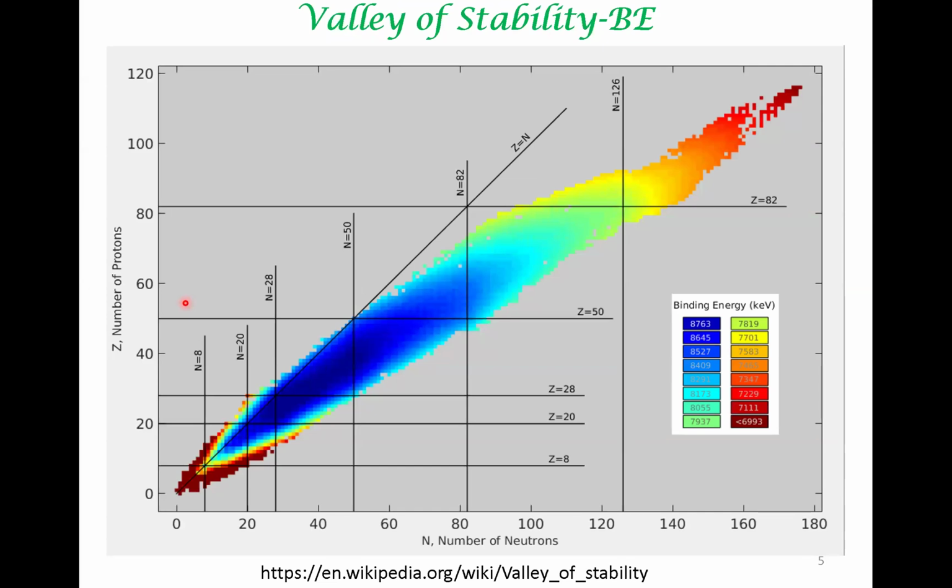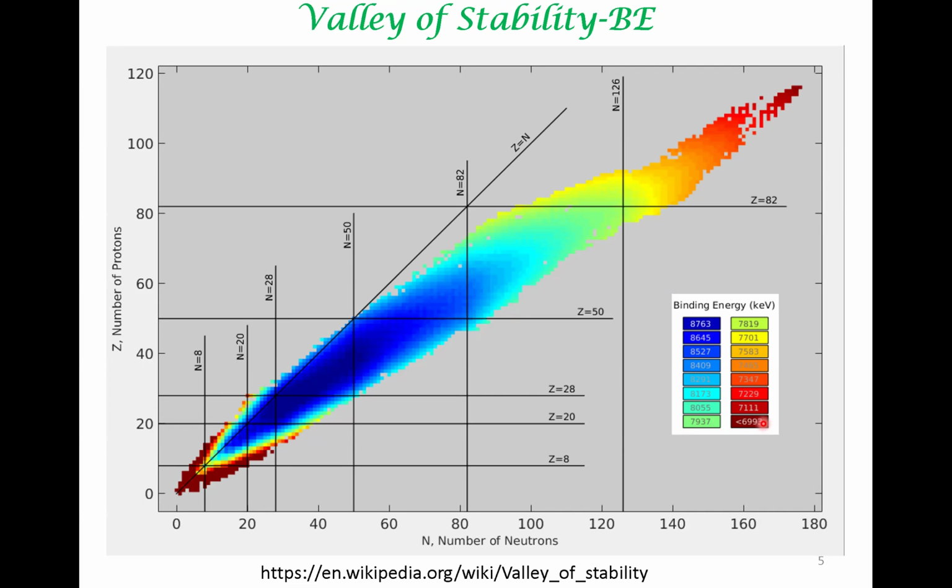So, this is an important figure. It is from a Wikipedia link. This is a very useful plot, so I'm emphasizing this. This region is called the valley of stability. So what is plotted? Along the y-axis we have the number of protons. Along the x-axis we have the number of neutrons. When you have blue, that means you have more binding energy. As you move in this direction, your binding energy decreases.